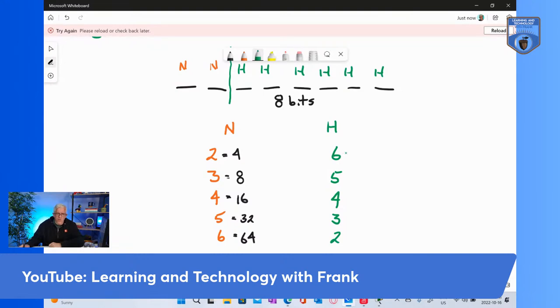So here, 2 to the power of 6 is 64. So I can have 4 networks with 64 machines on each. Now, there is a little trick here that we have to do after this, but if you can do this part, you're in good shape.